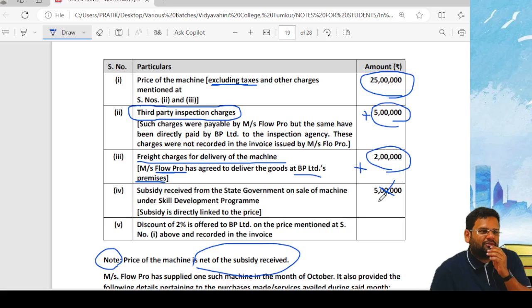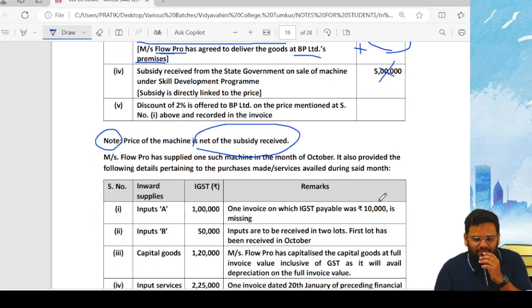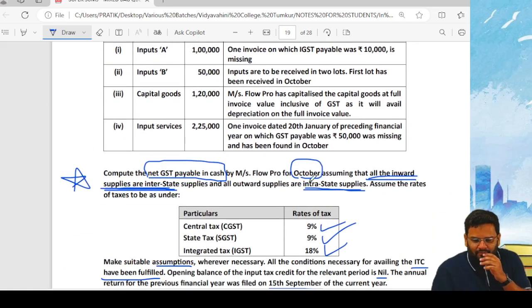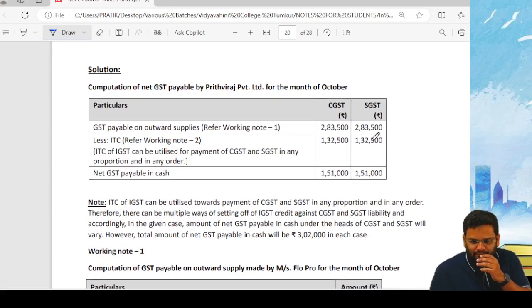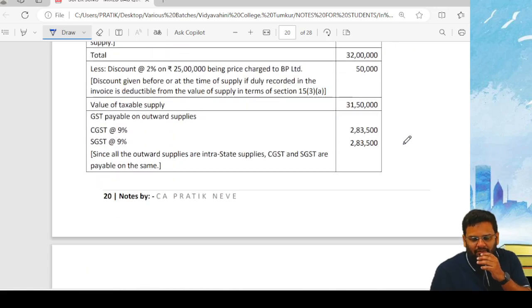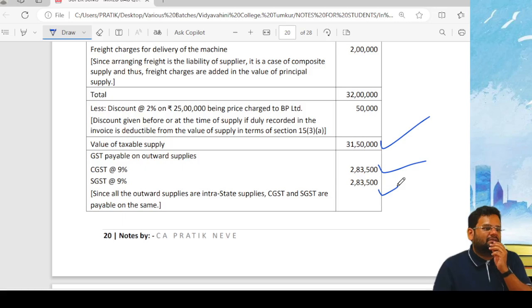31 lakh 50,000. Friends, each and every one of your outward supply is intrastate or interstate? What was mentioned? Intrastate. So on 31 lakh 50,000, calculate GST at 9% each. 2 lakh 83,500. Check. So your assessable value was 31 lakh 50,000 and your CGST payable is 2 lakh 83,500. SGST payable is 2 lakh 83,500.